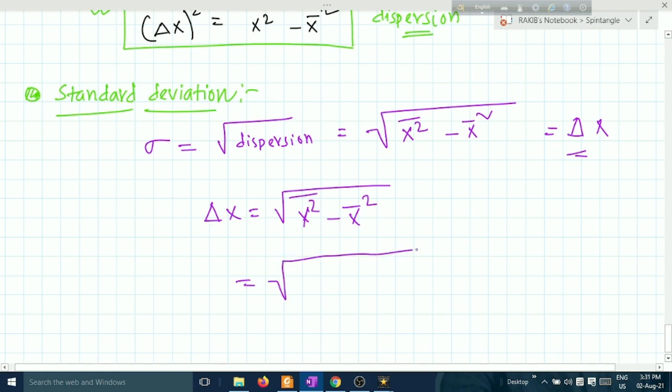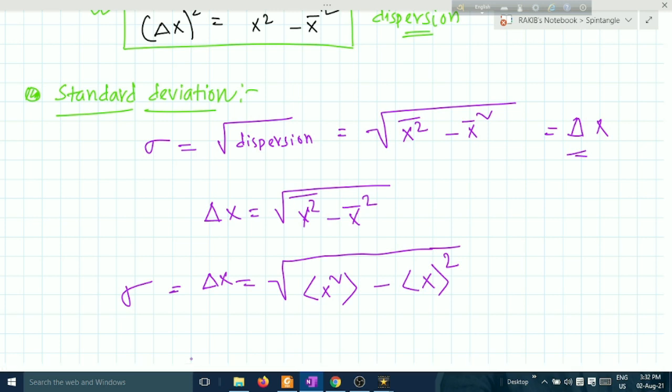In quantum mechanics we write this in terms of expectation values. The two brackets replace the bar: the average of x square minus the square of the average of x. This is the general formula of standard deviation. I think everything is clear. Okay, that's all.